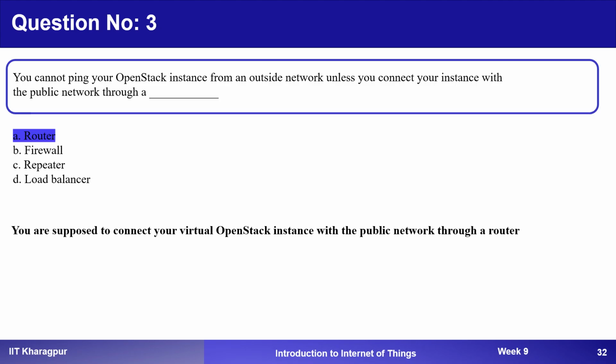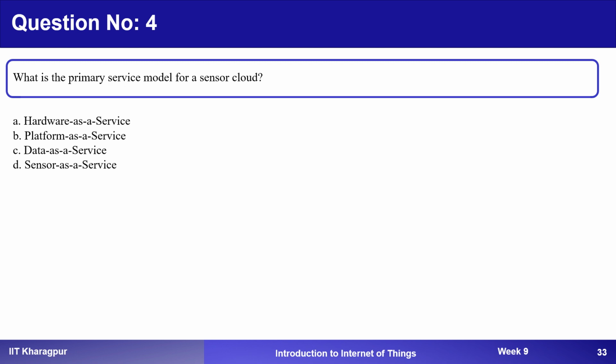Okay, so the correct option for this is router. Next question is, what is the primary service model for sensor cloud? Options are hardware as a service, platform as a service, data as a service, sensor as a service.